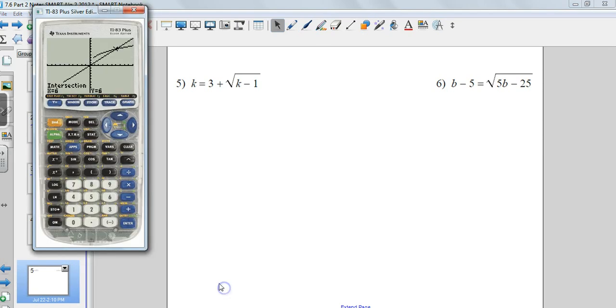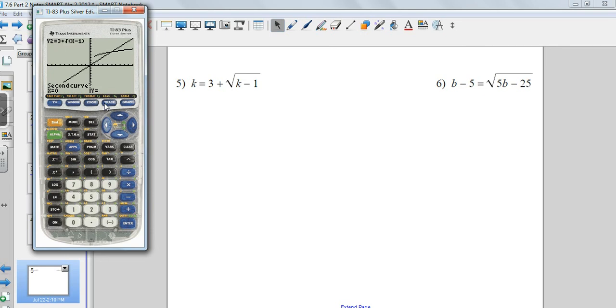So for number 5, we have x on the left-hand side. And then we have, let's just clear that out, 3 plus the square root of x minus 1. Again, you don't have to close the parenthesis here because the problem stopped. But let's hit graph. And I'm going to see one intersection point, and to make my calculator find it, I'm going to use the trace function. So second trace, I'm going to choose intersect, and then first curve, enter.